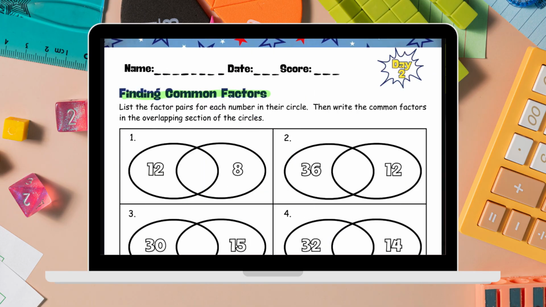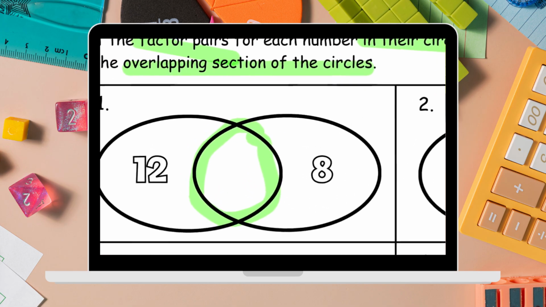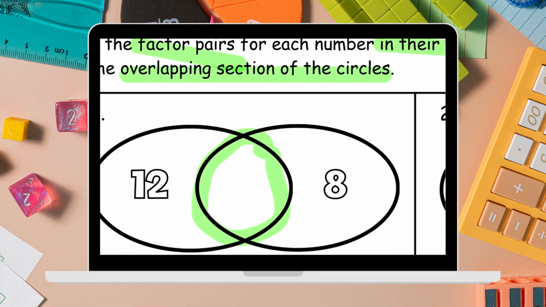With finding common factors, we're going to list the factor pairs for each number inside their circle, and then we'll write the common factors that overlap in this center section right here, and that will be finding the common factor. So we're going to look here at 12, okay, and remember, when we're finding factors, we like to think of breaking apart a number. I always ask myself, what times what equals 12, and so we're just going to list those here.